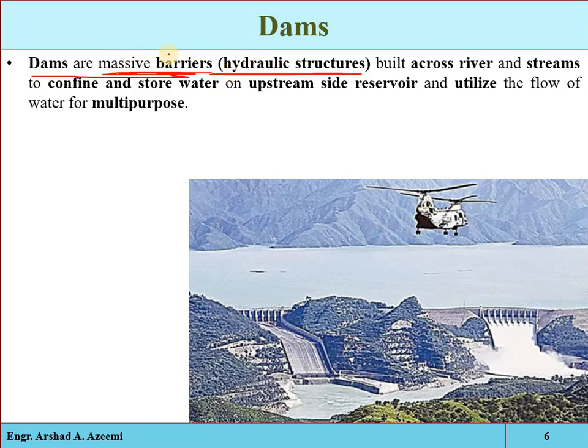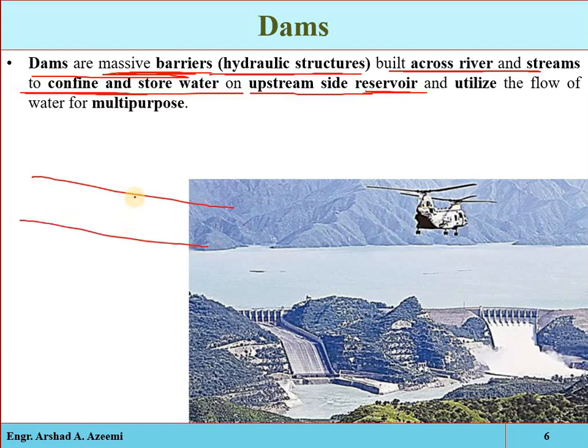It is a type of heavy barrier which is constructed across a river, across a stream, across any natural waterway, and which can confine, control and store water on the upstream side. Okay, so a reservoir will form. Importantly, the hydraulic structure which we are constructing across a river, that is called a dam. That specific structure is called a dam.